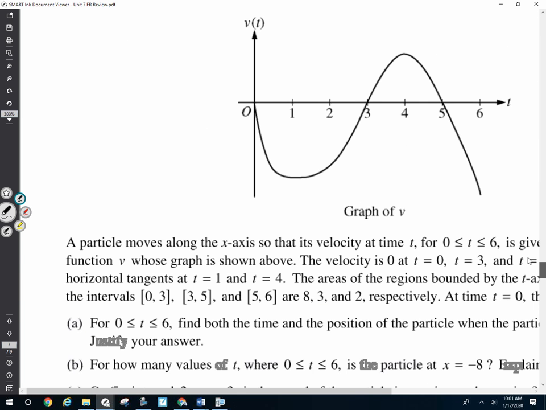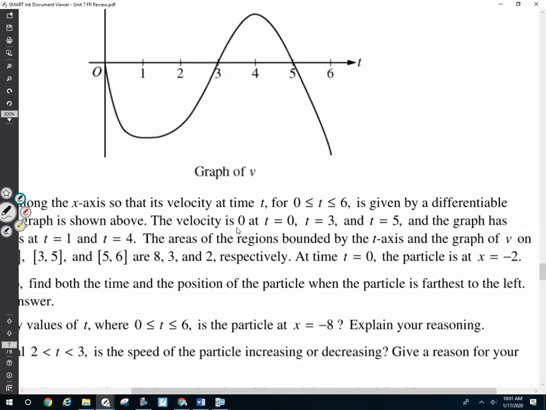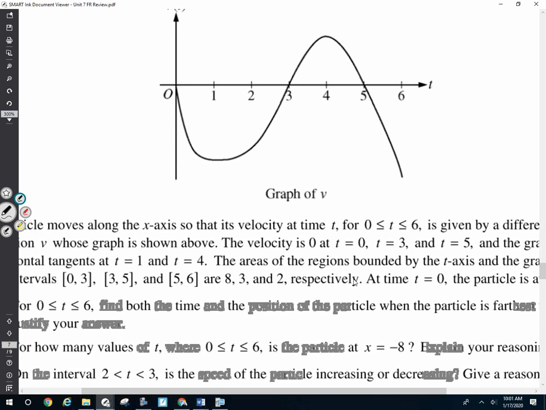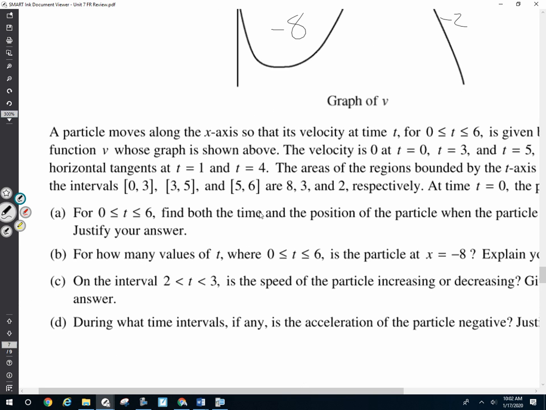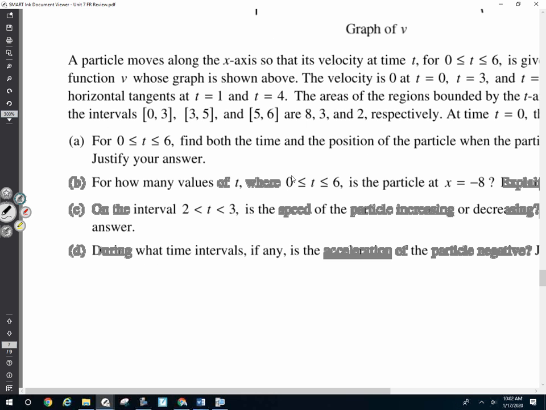Okay, here's a velocity curve. Areas of the regions are 8, 3, and 2. I'm going to say that's -8, 3, and 2, so that's -2, or the integral will be negative. Find both the position of the particle and the particle's furthest to the left. Justify your answer.